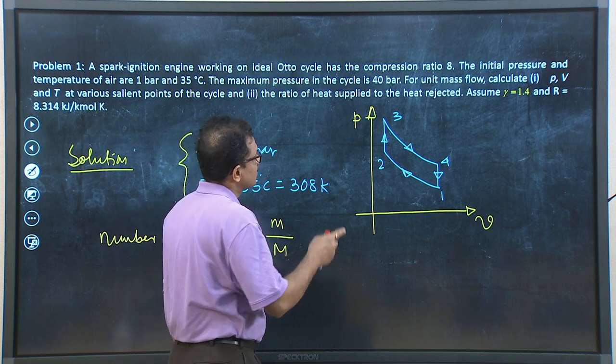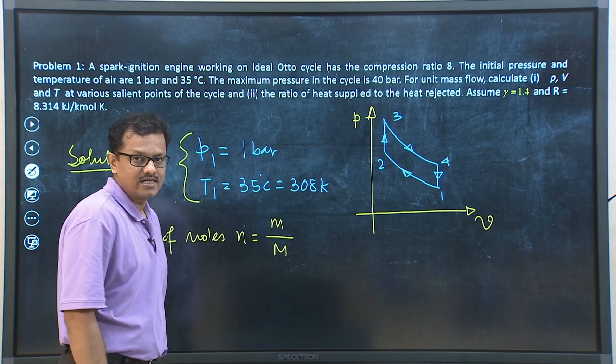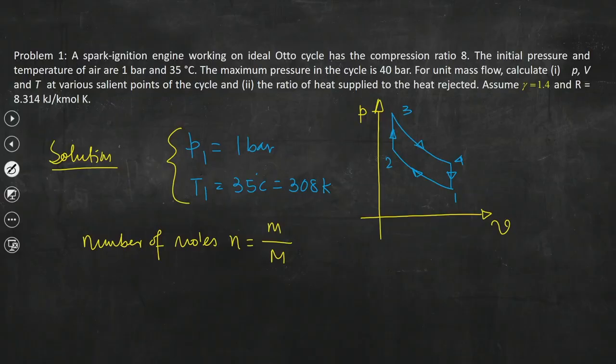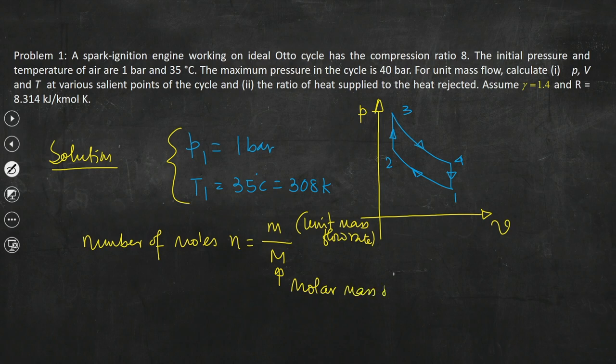This m is, we need to calculate pressure, volume and temperature at different or various salient points for per unit mass flow rate. So, this is unit mass flow rate, and this capital M is molar mass of the substance, and we are assuming this is as good as molar mass of the air, and that is 28.97.